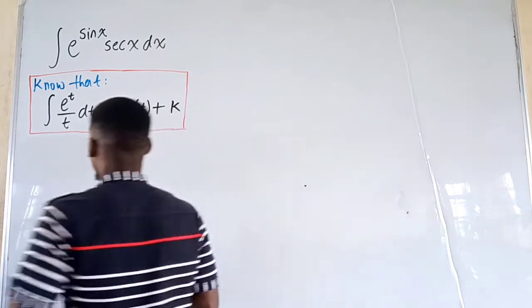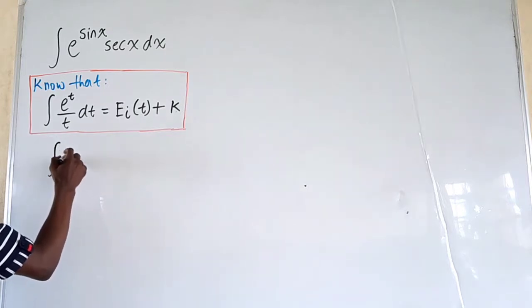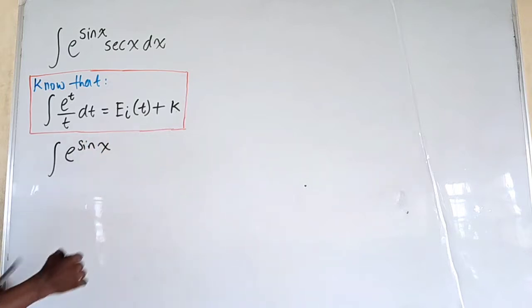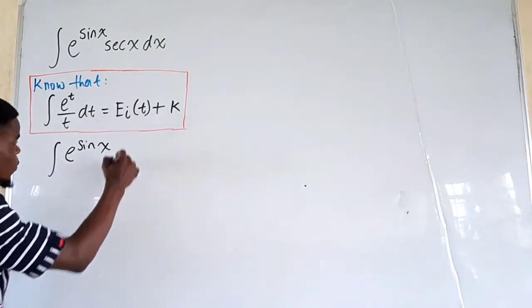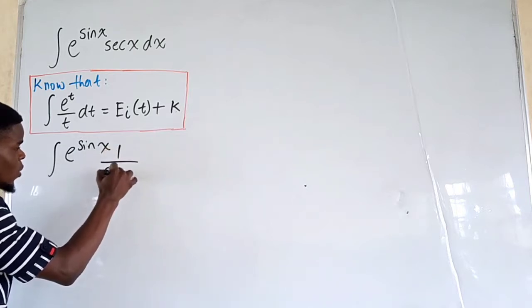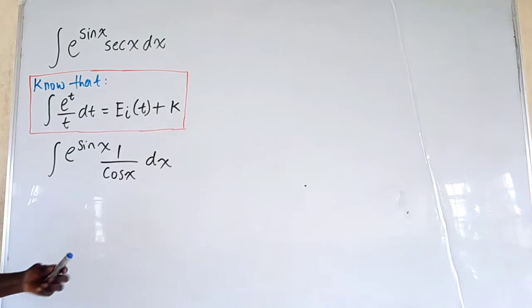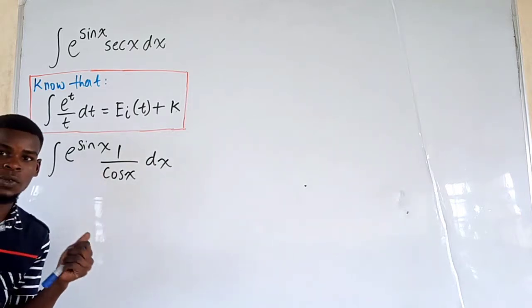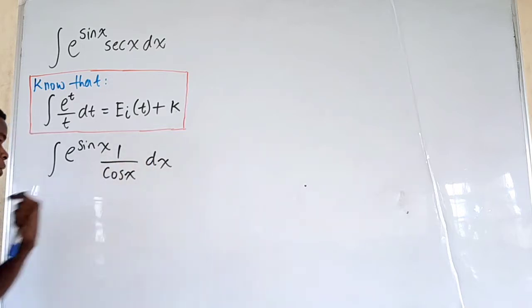From the given function, I put it down: the integral of e to the power sine of x. You know that secant x is the same thing as 1 over cosine of x. So in place of secant x, I would just like to put down 1 over cosine of x, and I put down the dx like that. So this is actually the denominator, right? The next thing I would like to do is to multiply the numerator and the denominator by cosine of x.